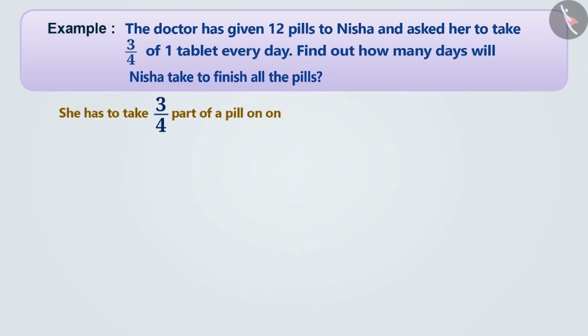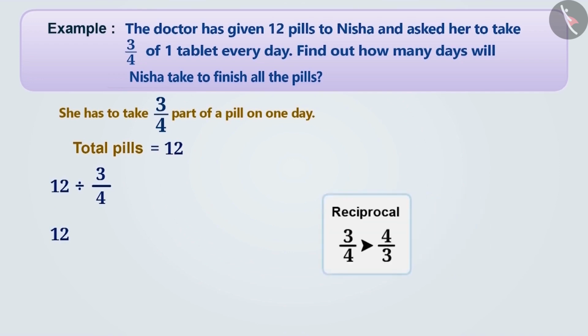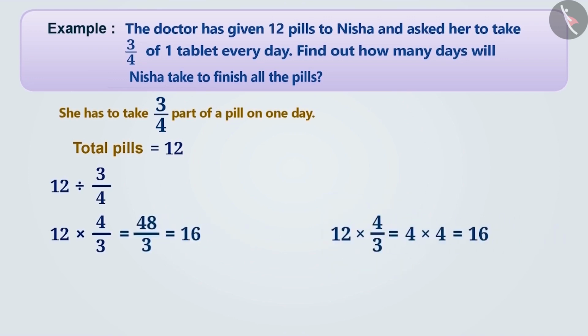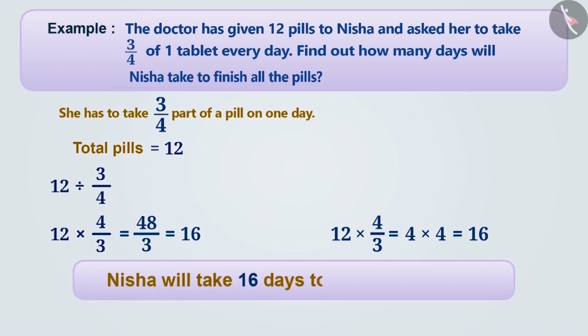Nisha takes 3/4 pill in a day. The doctor has given 12 pills to Nisha. To know how many days Nisha will take to finish all the pills, we have to divide 12 by 3/4. To solve the division, we will keep the first number exactly the same and multiply it by the reciprocal of the second number. Here, the reciprocal of 3 by 4 is 4 by 3. We can solve this in the same way as 12 divided by 3/4 is equal to 16. So Nisha will be able to finish all the pills in 16 days.